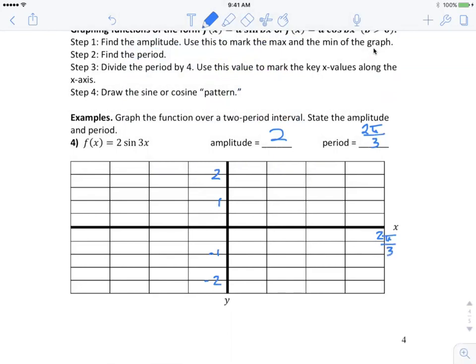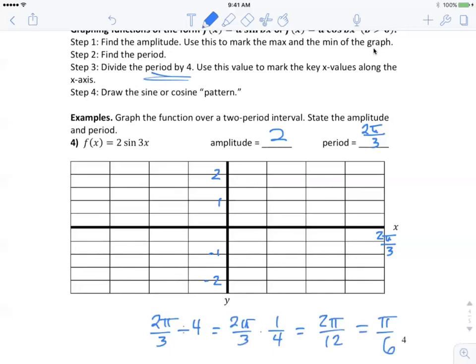Right? And then how do I get these points between 0 and 2 pi over 3? That's what I'm talking about, is dividing that period by 4. So if I take 2 pi over 3 divided by 4, that's the same as 2 pi over 3 times 1/4, which is 2 pi over 12, or pi over 6. So the value of each of these intervals is pi over 6.